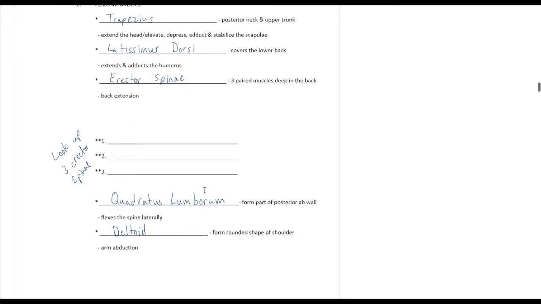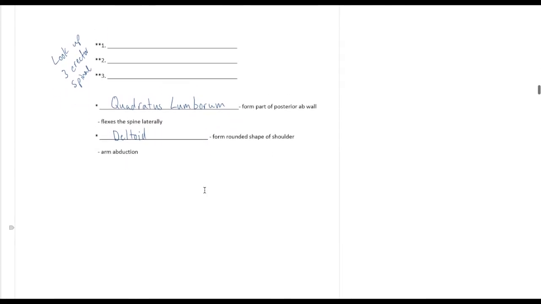Now there are 3 sections of the erector spinae. I want you to look those up and fill that part in of your notes. Then we have our quadratus lumborum.